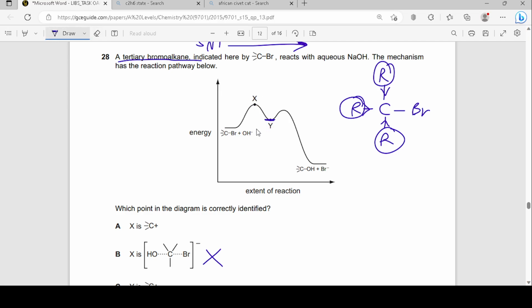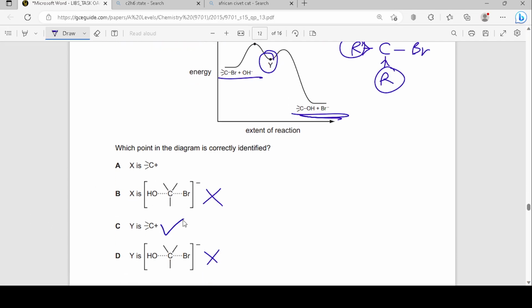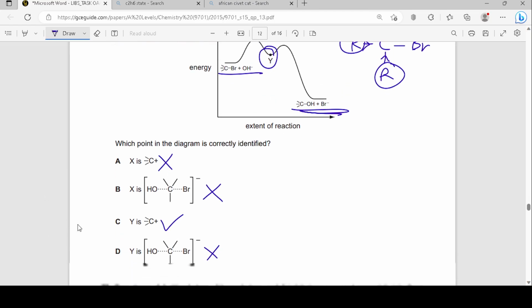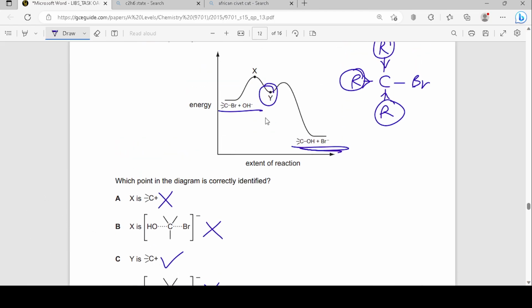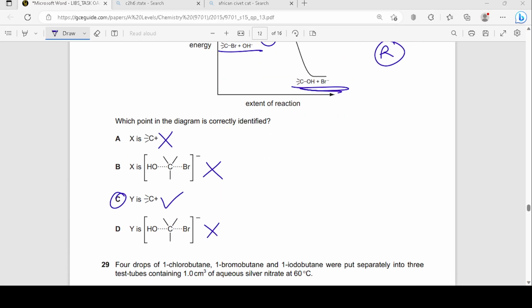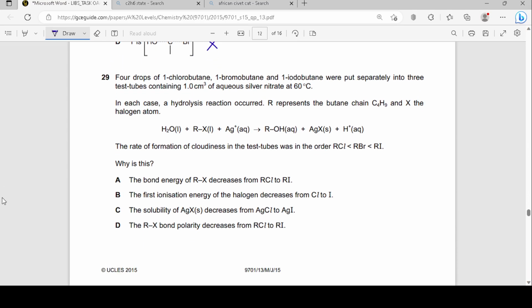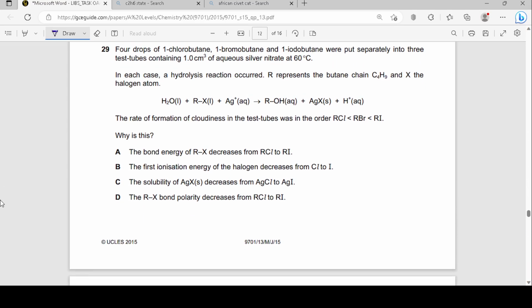Y, this little plane here, I forgot what it's called, a turning point, whatever. But this represents the point where my intermediate is present. So this is my reactants, this is the intermediate, and this is the products. Okay, so Y is C plus. X is wrong. Y is my tertiary carbocation intermediate. So C is the correct answer. Next question. At least that's what I think.